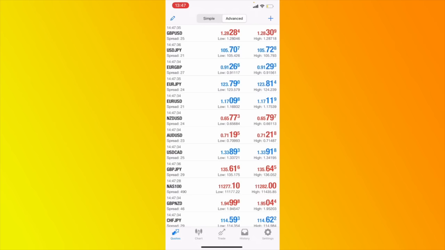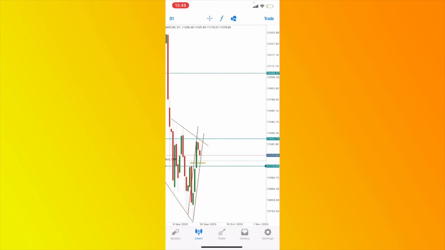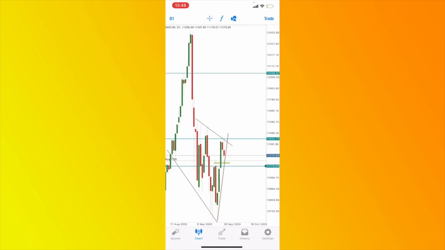Without wasting any time, just move to the first step, and then from whichever time frame you are at that time, you move to a daily time frame. That's the first step. You move to a daily time frame. Okay, there are drawings. Let me remove the drawings. Okay, when you are at a daily time frame, you then do what?